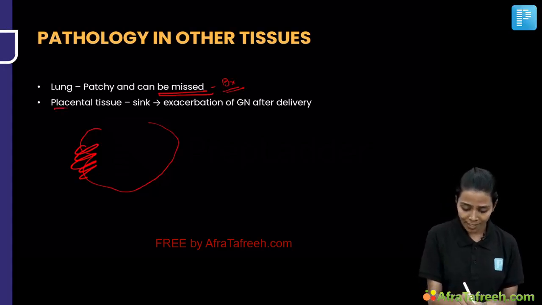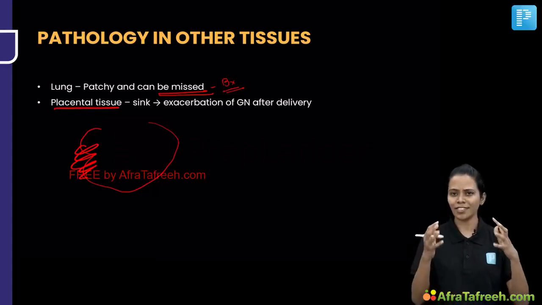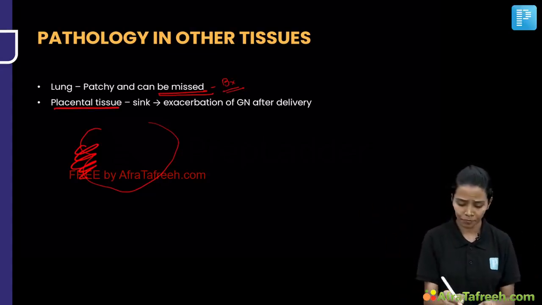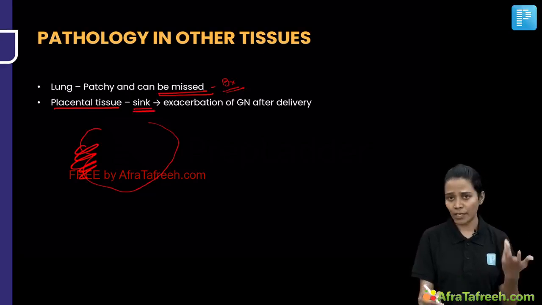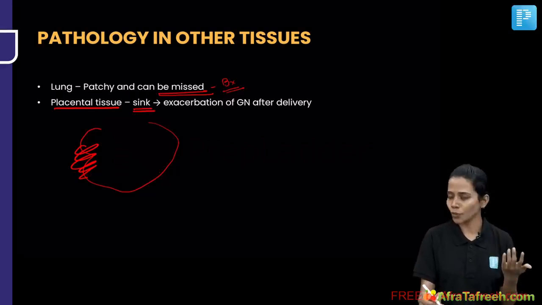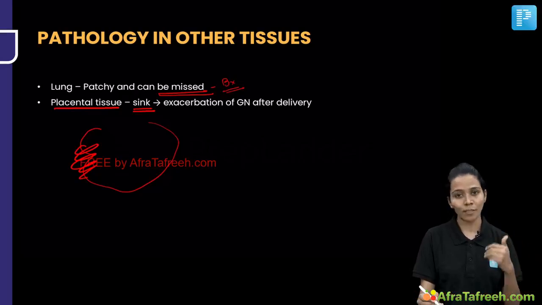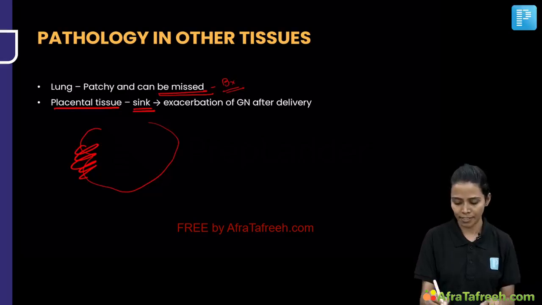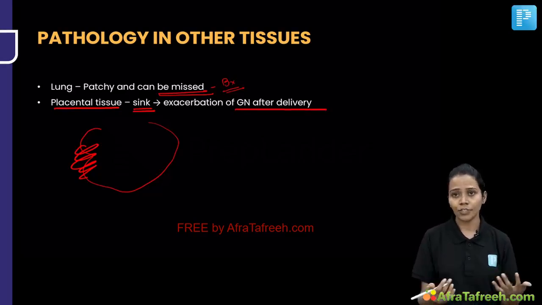Okay. Now other is in placental tissue. Placental tissue is like a sink. Okay. So all antibodies are going to come and deposit there. So even in placental tissue, we can find antibodies, but of course no one is going to do biopsy of the placenta. But the significance of this is, once the lady delivers, once the placenta gets out of the body, all these antibodies will not have a sink, and it's going to go bind to kidney tissue, and it's going to precipitate anti-GBM disease. Okay, so these are the other tissues in which you can find anti-GBM antibodies.